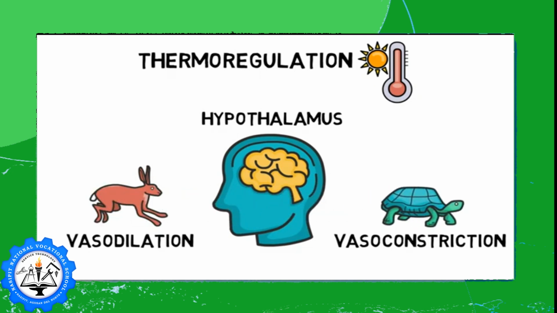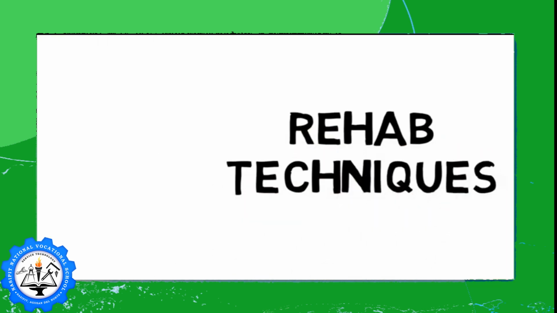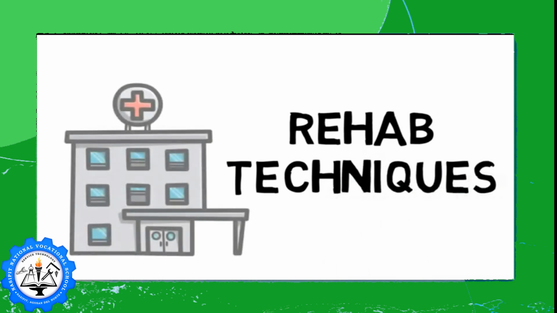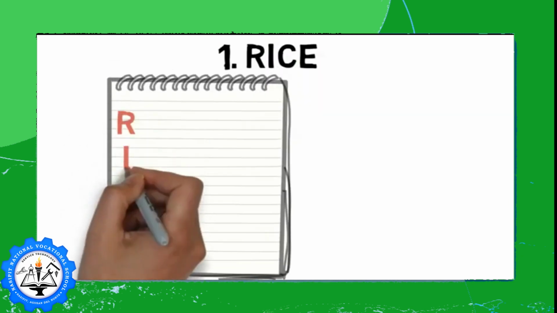There are a number of rehabilitation methods that can be used after an injury has occurred, depending on the severity of the injury or on the most effective rehabilitation strategy. Let's take a look at some of the most popular rehab techniques. The most common form of rehab after a mild acute injury is RICE.